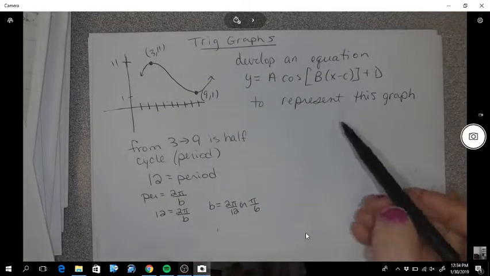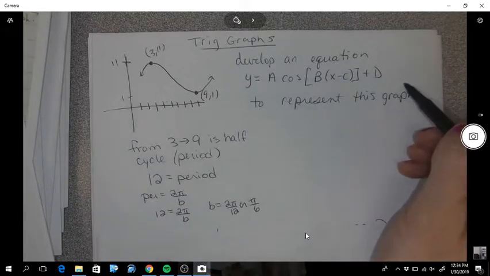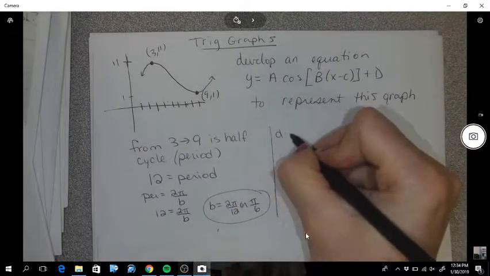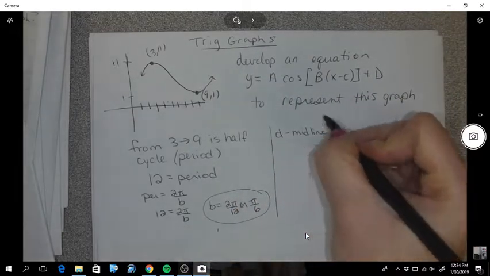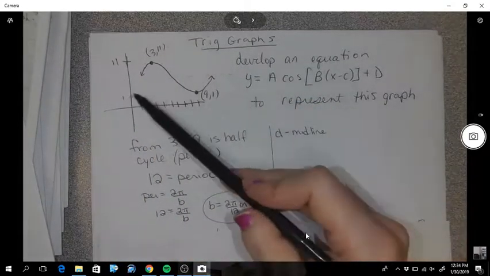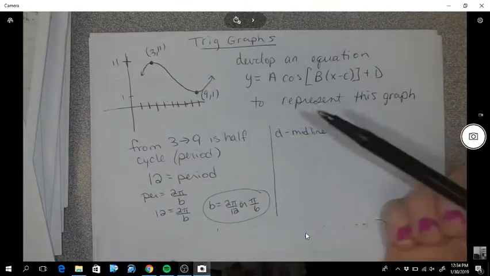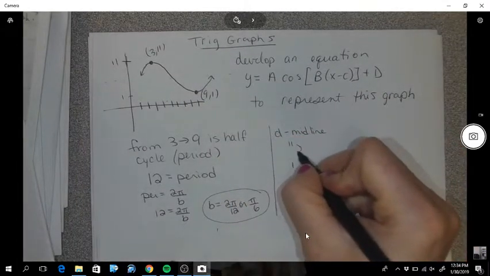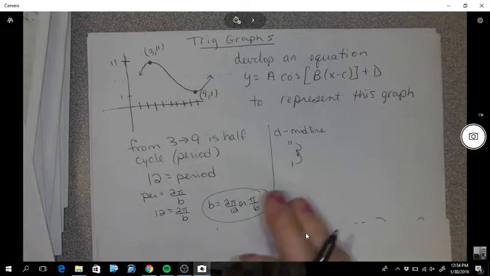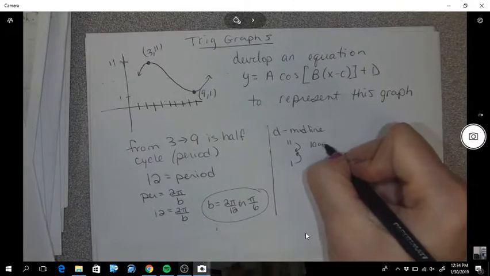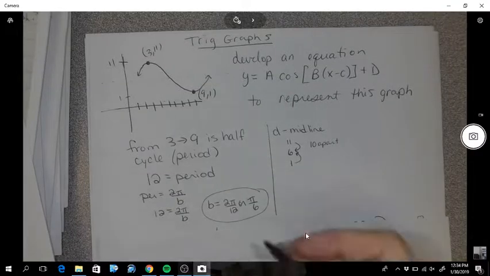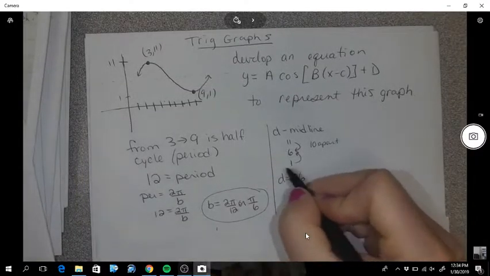Okay, now let's talk about the d value. That is the midline. So if you think about 1 as the minimum and 11 as the maximum, that's 10 apart, right? So go 5 each way. So then 6 is in the middle. So d makes this thing shift up 6.